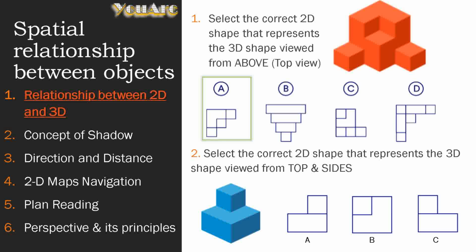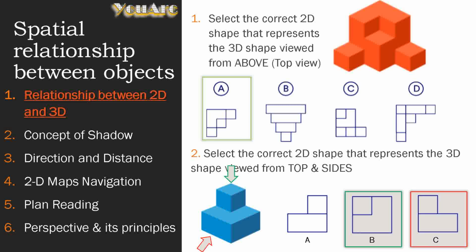Select the correct 2D shape that represents the 3D shapes viewed from top and sides. So first let's see the top view. So the answer is B here. And let's see the view from this side. This is side 1. So the answer is C. And the other side, the answer will be A. So hope you understood this concept. Moving to the next slide.